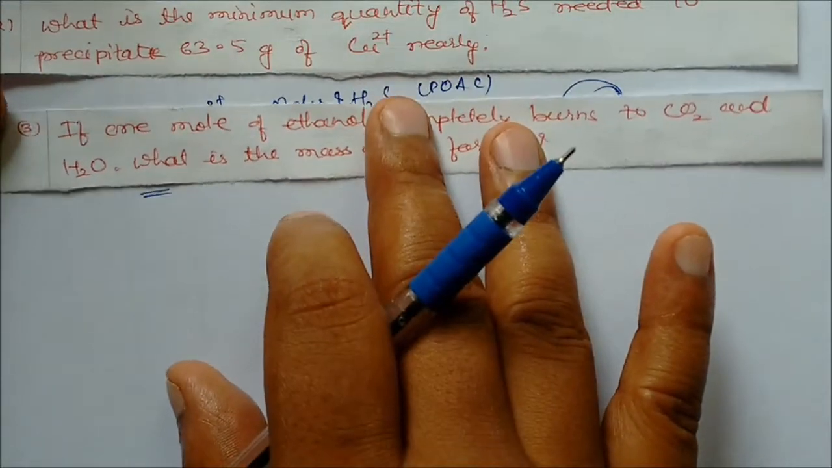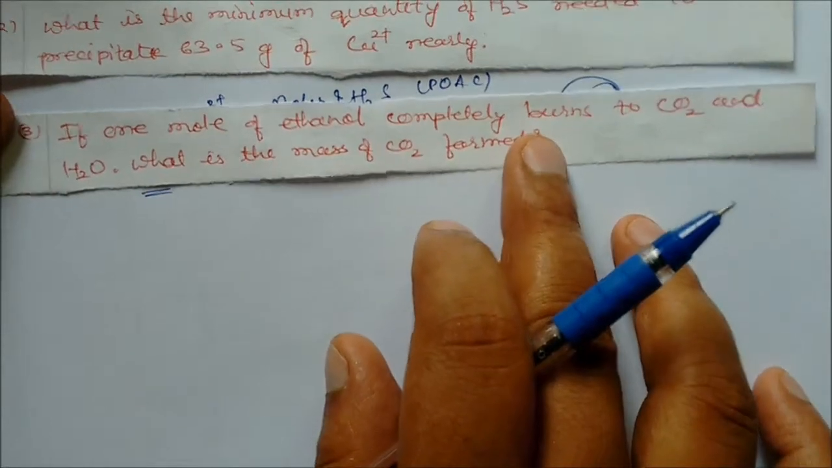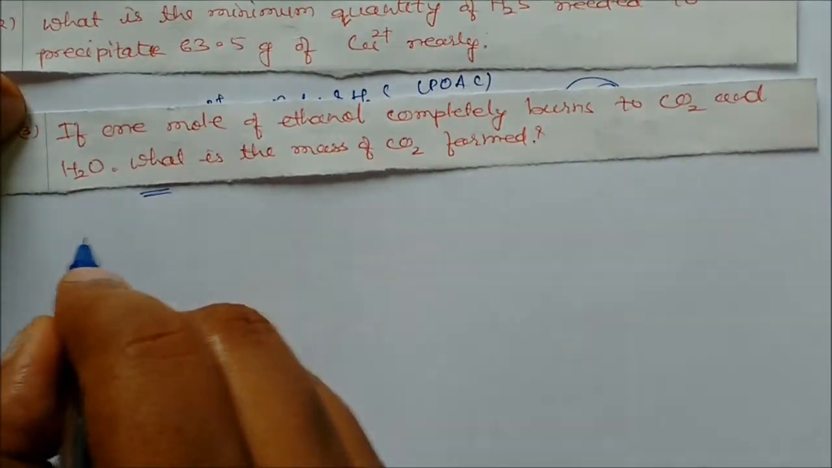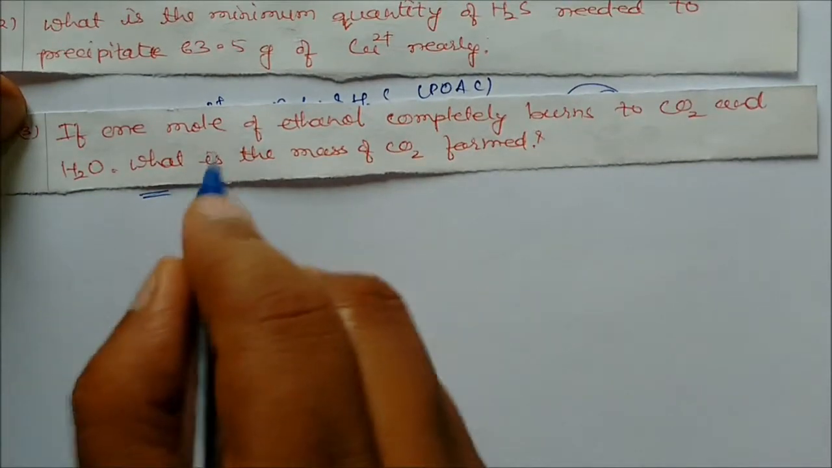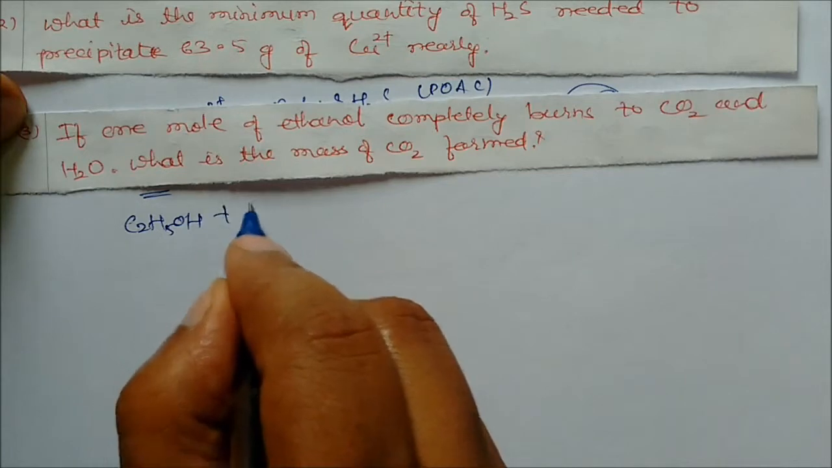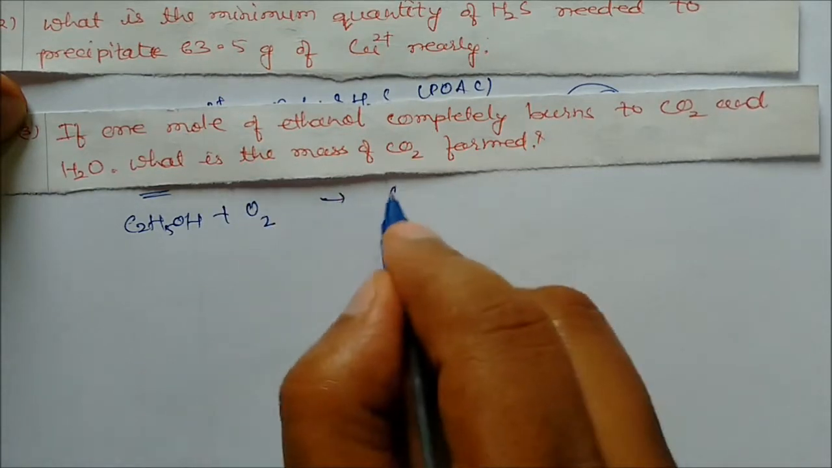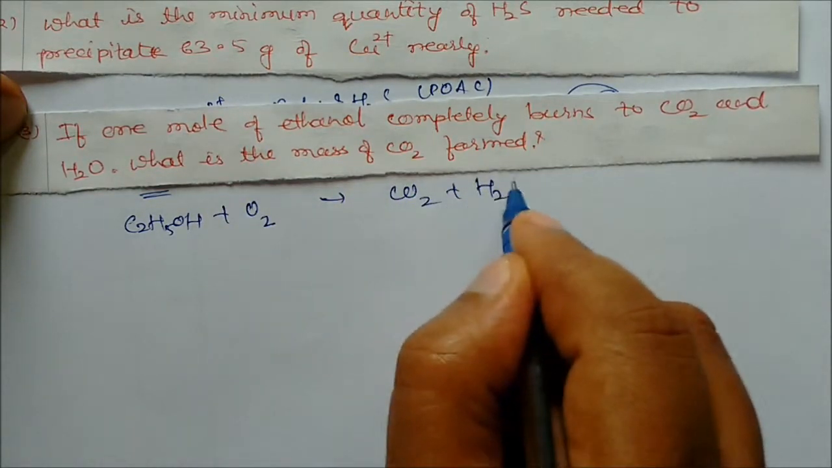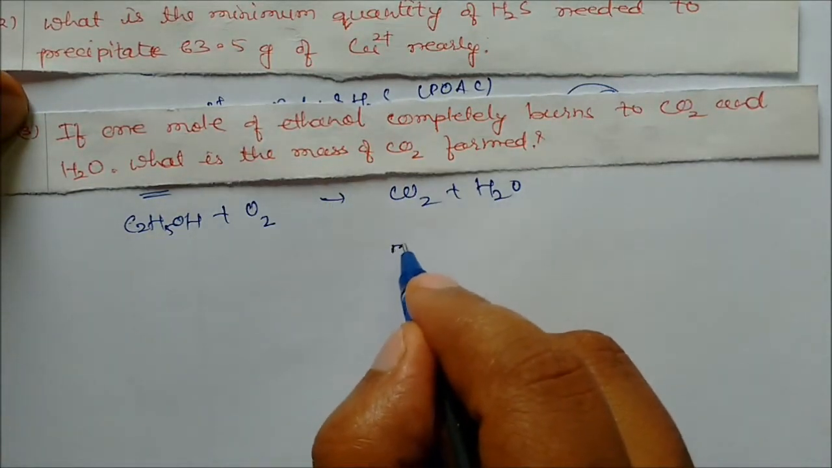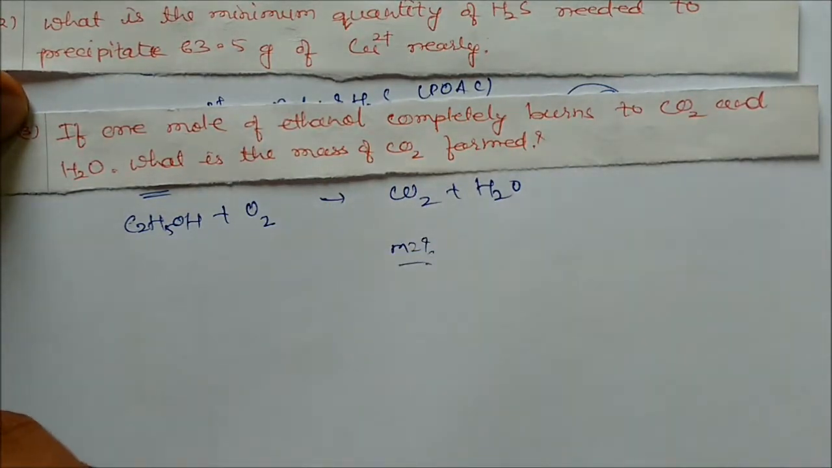Now next is, 1 mole of ethanol is completely burned to carbon dioxide and water. What is the mass of CO2 formed? So we will write here the formula. So 1 mole of ethanol, C2H5OH, and we are burning in presence of oxygen. So we will get here CO2 plus water. So what is the mass of CO2 formed? Here we are asking how much mass will be formed.